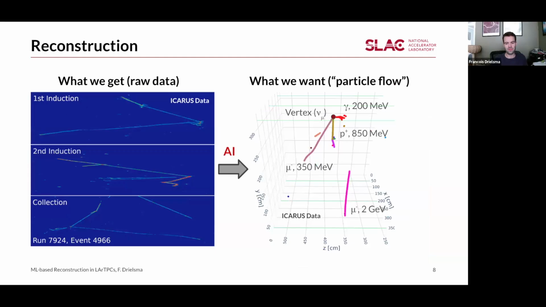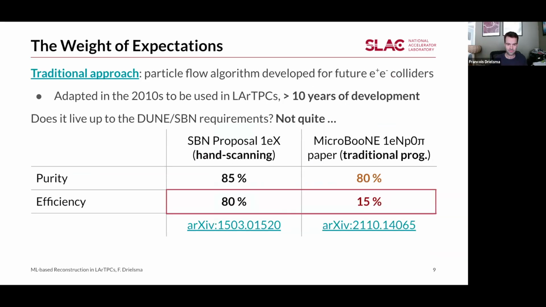So the goal of reconstruction, which is essentially what I'm going to be talking about today, is to go from the raw image which comes out of the detector, which are these 2D projections of the image we get from the LArTPC, to a really high-level representation of what we want to do physics with. So we want to know where the neutrino vertex occurred. We want to know the list of particles that came out of this primary vertex and their respective energy.